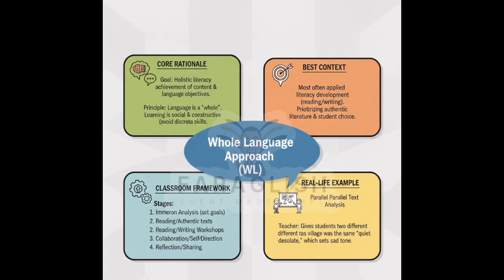Student interaction, creating meaning. Student A: The first translation says the village was quiet and desolate. I think that sets a sad tone and I wouldn't live there. Student B: My version says the village was ever so snug. I prefer the second village because the language suggests it is cozy.